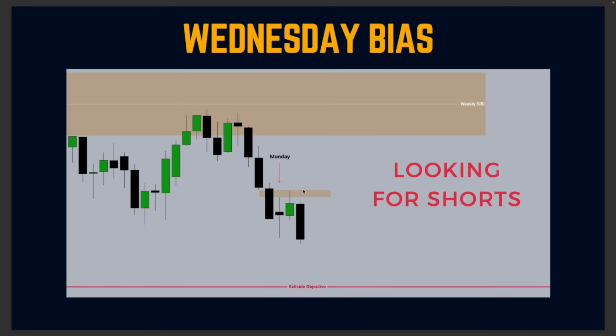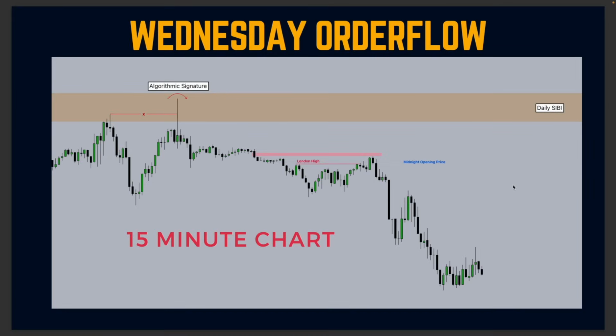We reached back into a short-term premium and we got our algorithmic signature right here, failing to get to the high of this SIBI and this breakaway gap, which isn't charted here. So it's reasonable to look for a short on Wednesday. So now this is a 15-minute chart of Wednesday's order flow. As you can see, this is that signature we were looking at, failure to get to the top of this daily SIBI. We have a buy side purge.